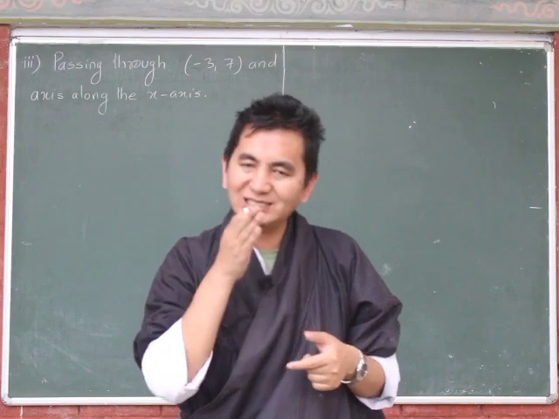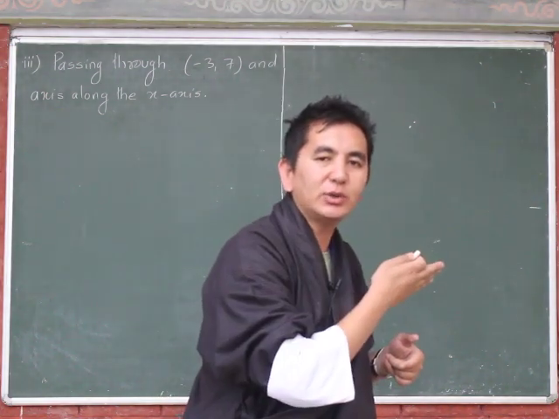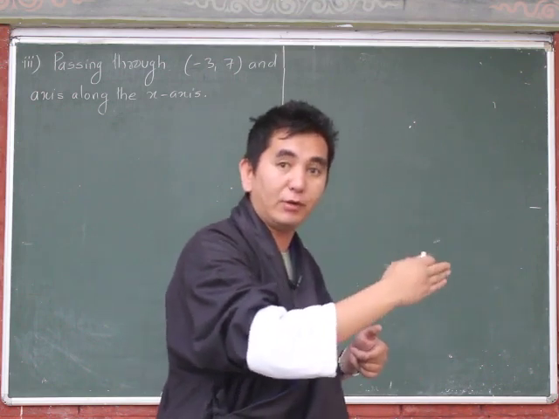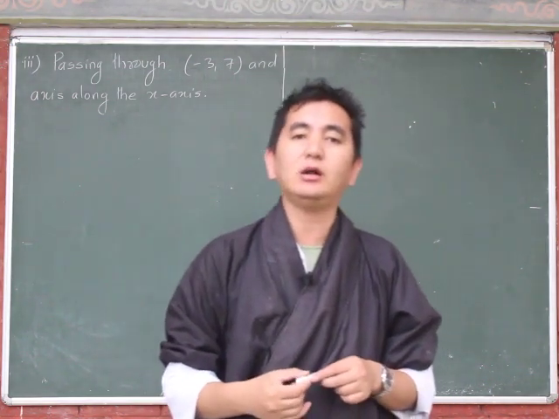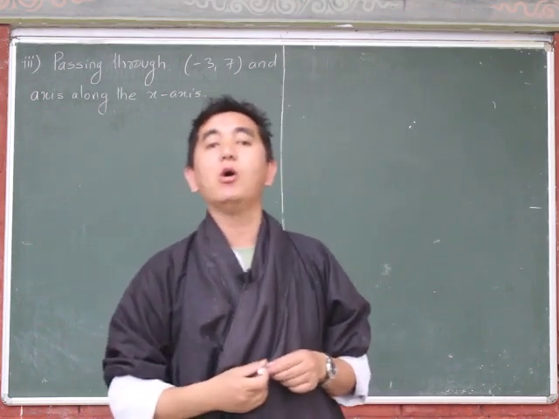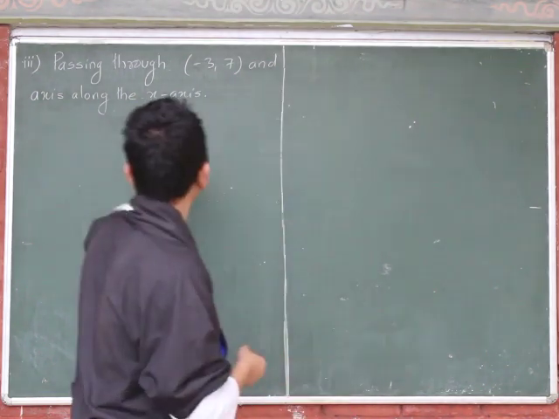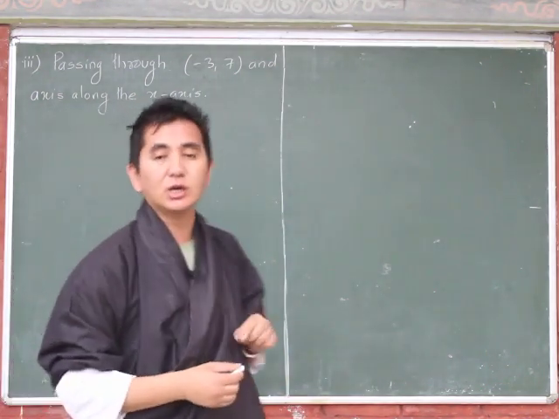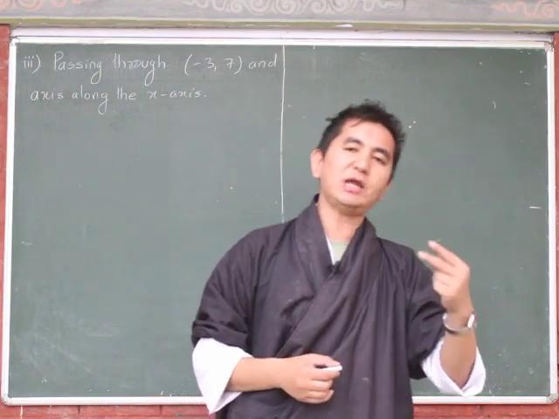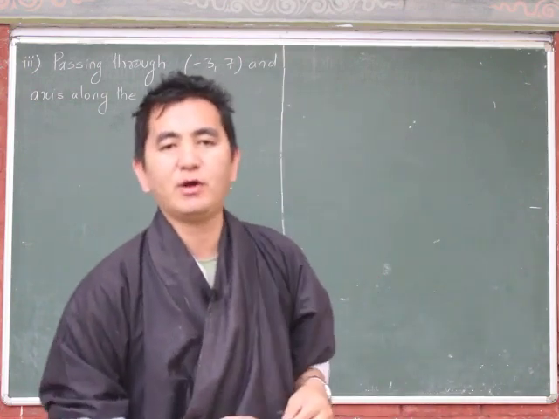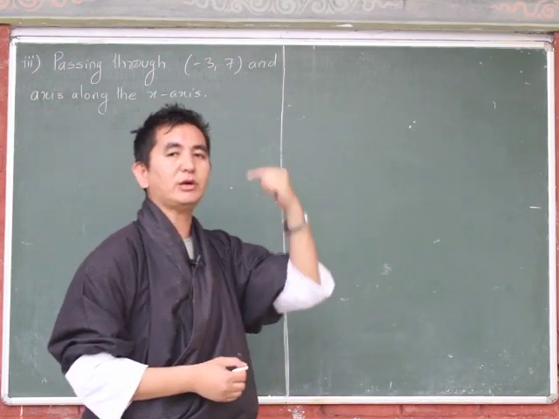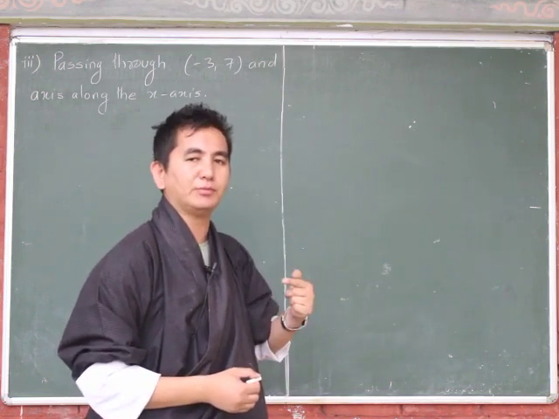So if the axis is along the x-axis, it can be concave right or concave left. If it is concave up or concave down, then the axis will be along the y-axis. In this case, since the axis is along the x-axis, out of 4 options we now have 2: concave right or concave left. So again, out of 2, which one is right? We need to find it out.